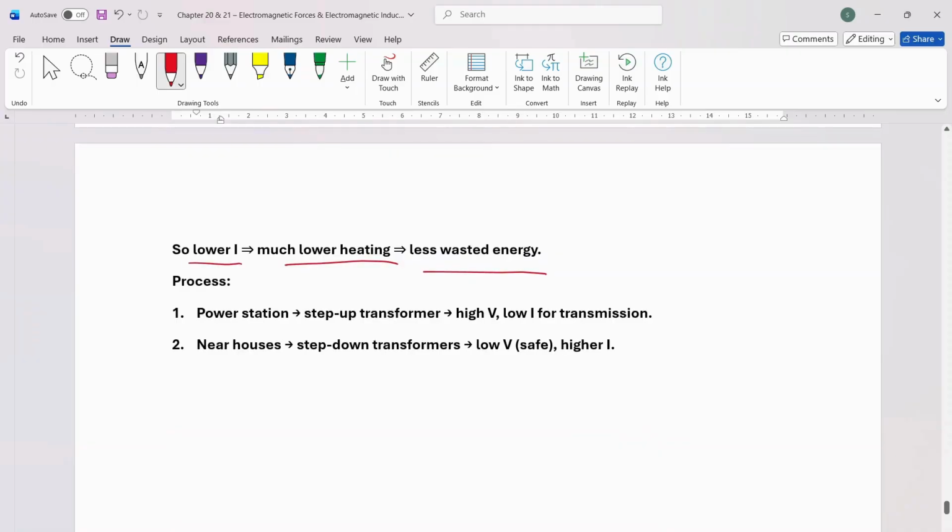In the power station, step up transformers give high voltage and low I for transmission. Near houses, step down transformers give low V, which is safer, and higher I.